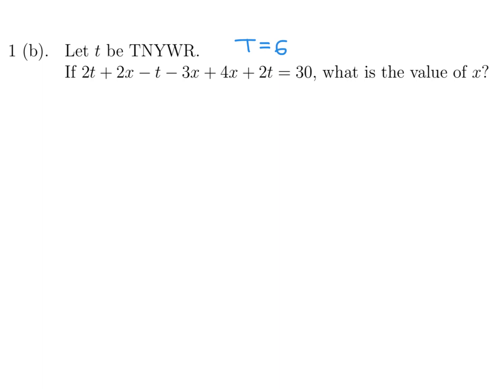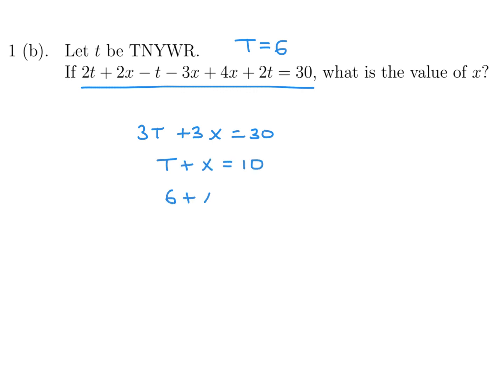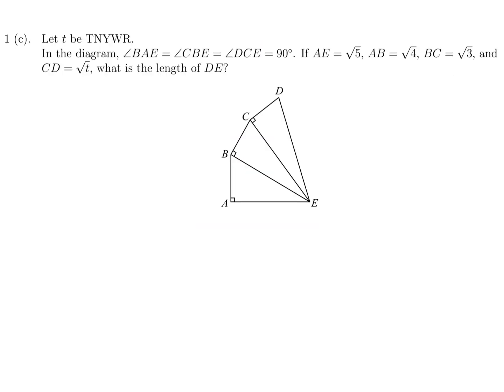If 2t plus 2x minus t minus 3x plus 4x plus 2t is 30, what is the value of x? All right, well, when I simplify this equation, I get 3t plus 3x is 30. And therefore, if I divide through by 3, I'll get t plus x is 10. Well, t is 6, so therefore that means that x is 4. And that's it. T therefore would be 4.